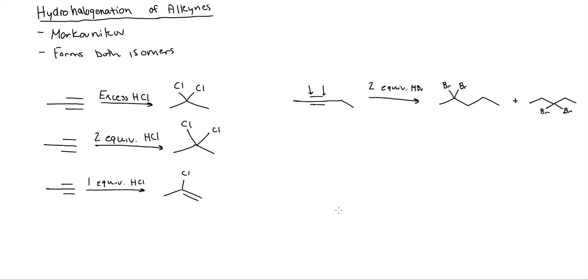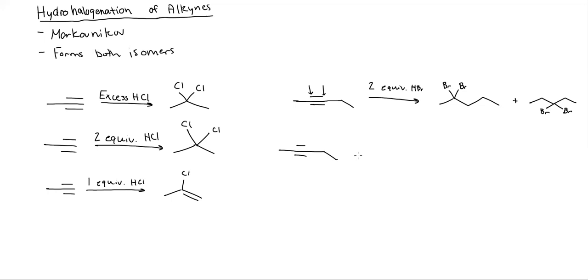And so these are my 2 possibilities that I would get here. So it gets slightly more tricky whenever we see an internal alkyne and not a terminal alkyne like this, okay? So now let's take a look at an internal alkyne with just 1 equivalent. This is the trickiest that this reaction is going to get.